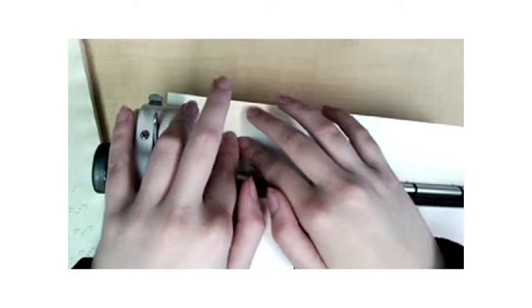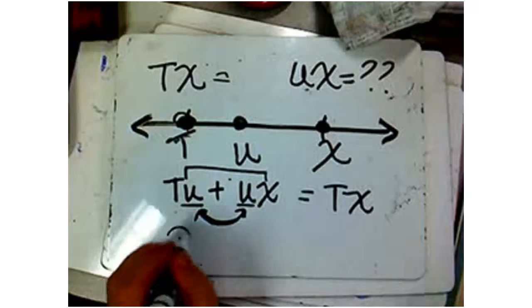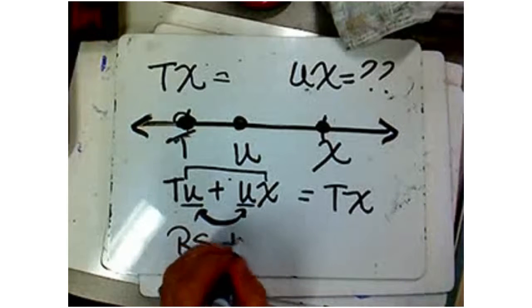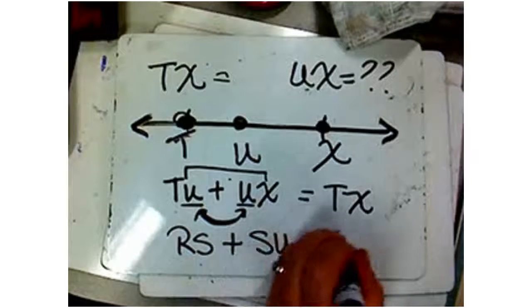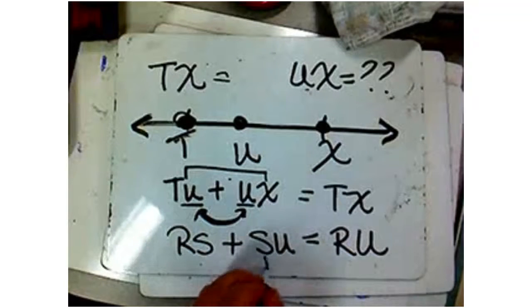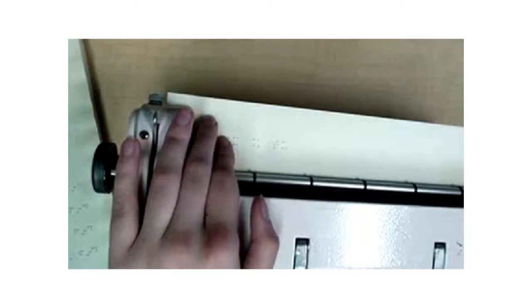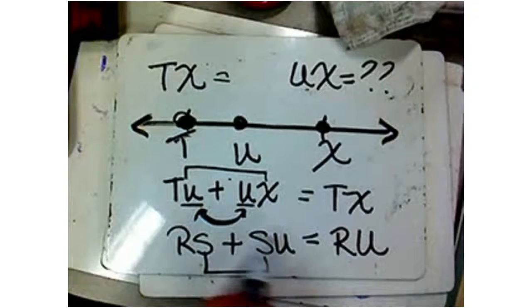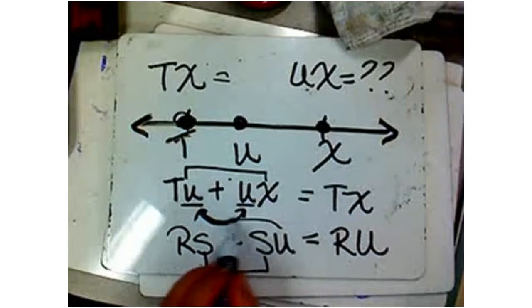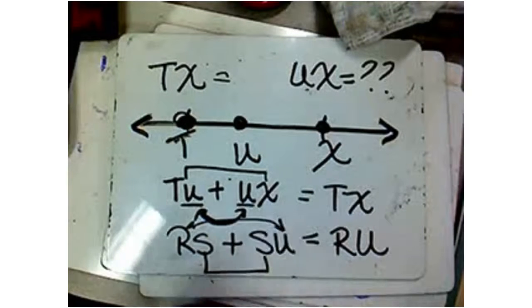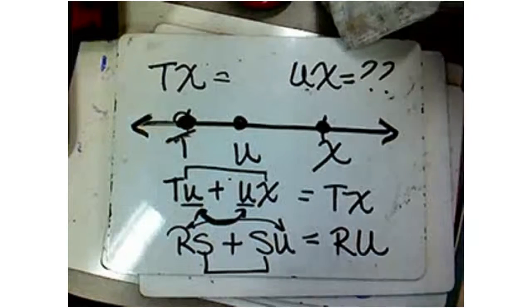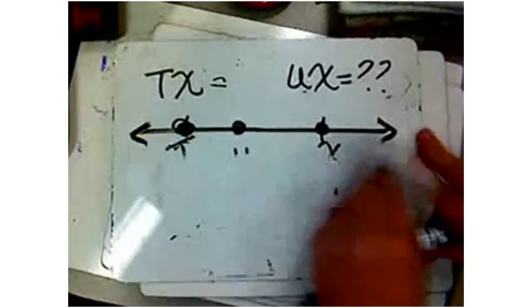When we did the last one, we wrote RS plus SU equals RU, didn't we? So the point of betweenness is on either side of the plus sign. It's between it. And then the outside are the length of the whole thing, the T and the X, and the R and the U. All right, so there's your equation for the definition of betweenness on that one.